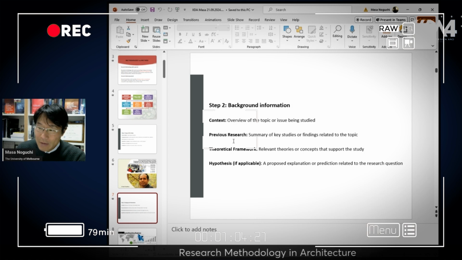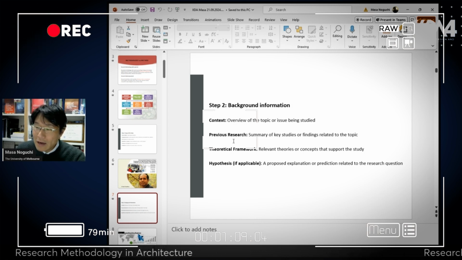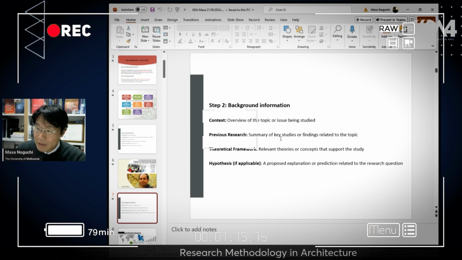The research should be done based on the previous research, and education is a step ladder. So understanding of the previous study outcomes and findings is very important.